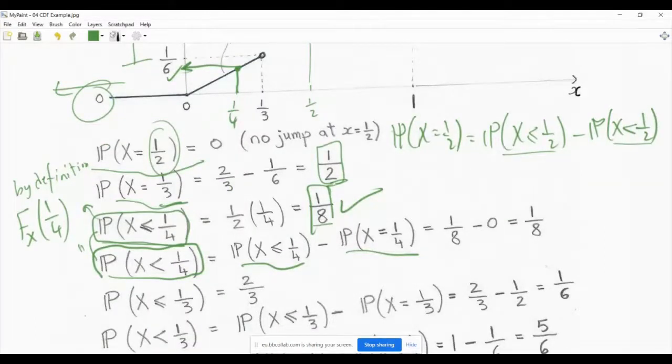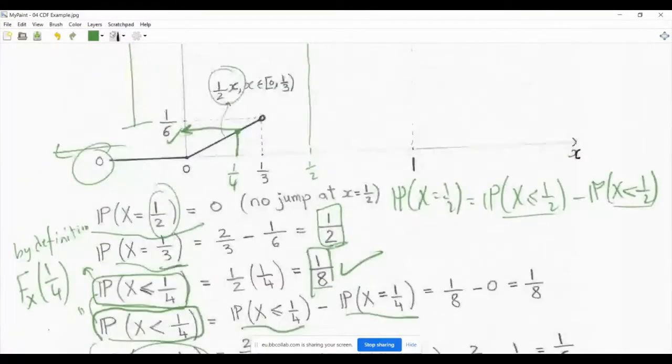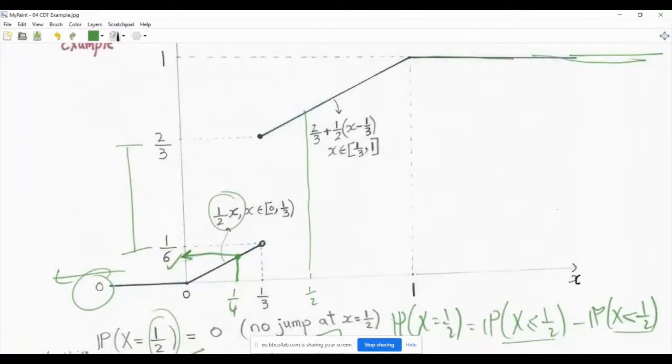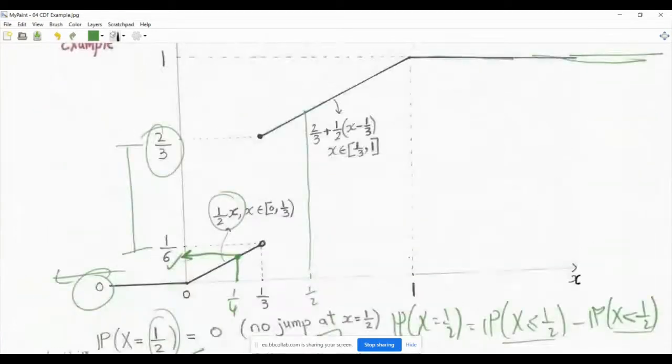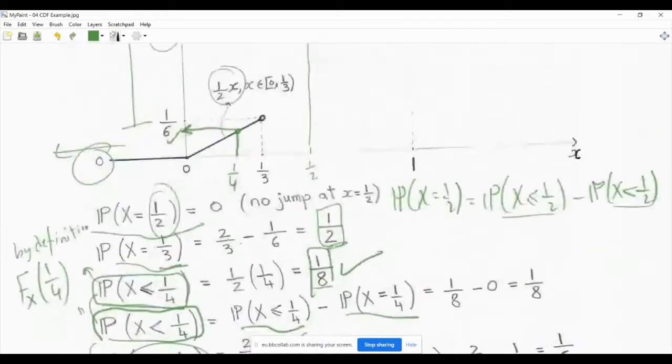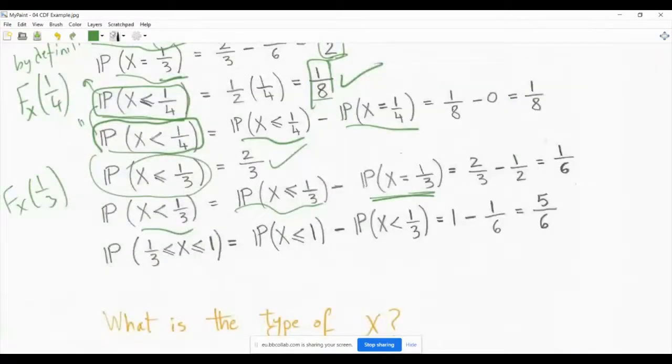The probability that X is less than or equal to 1/3, by definition, is the CDF. This is F_X of 1/3, and you read it directly from the curve. So the value is 2/3. But if you say that it is strictly less than 1/3, then this is not the definition of the CDF. It is the CDF, 2/3, minus the probability that X is equal to 1/3. Now, the probability that X equals 1/3 is not 0, because at 1/3 there is a jump. And the jump value gives you the probability that X is equal to 1/3.